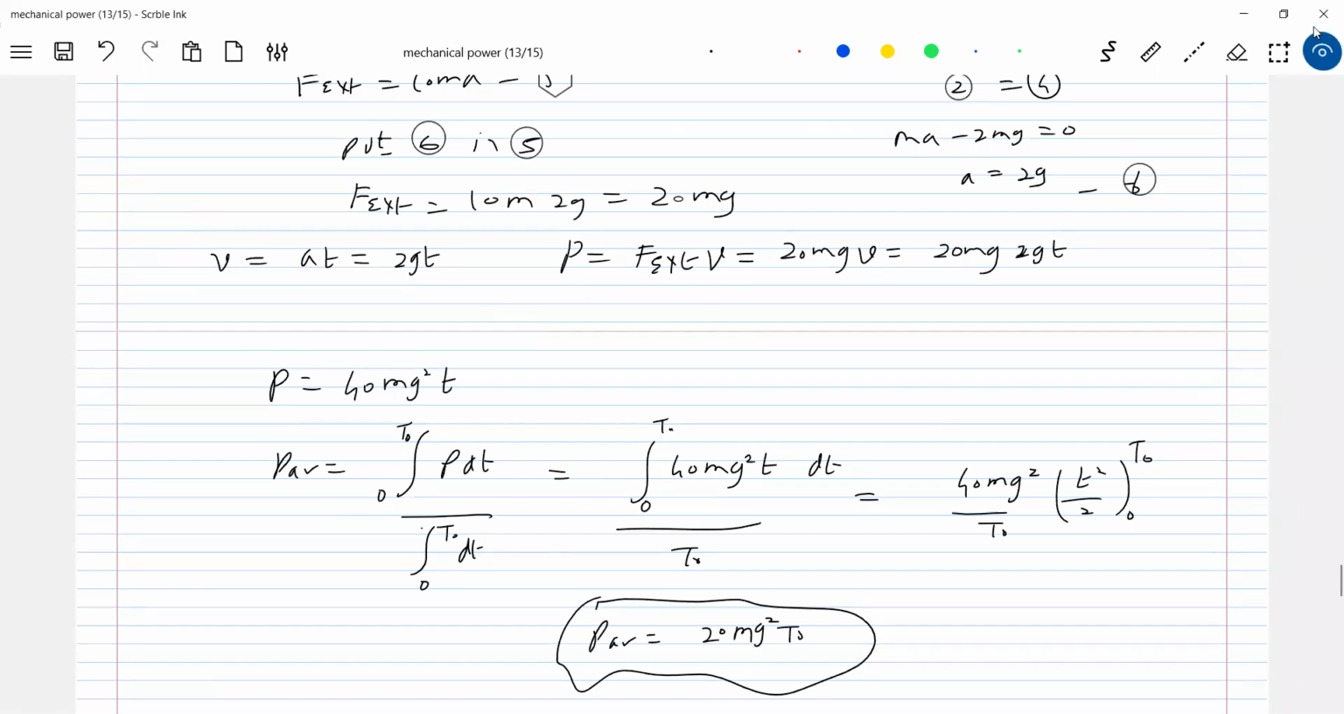Now, some words, like mechanical power dissipated. Shall I say power experienced, or power generated, or power acting by the friction? What is the frictional force? Can friction generate power, or should it always be a dissipative power? Because whenever friction comes, friction always does negative work.